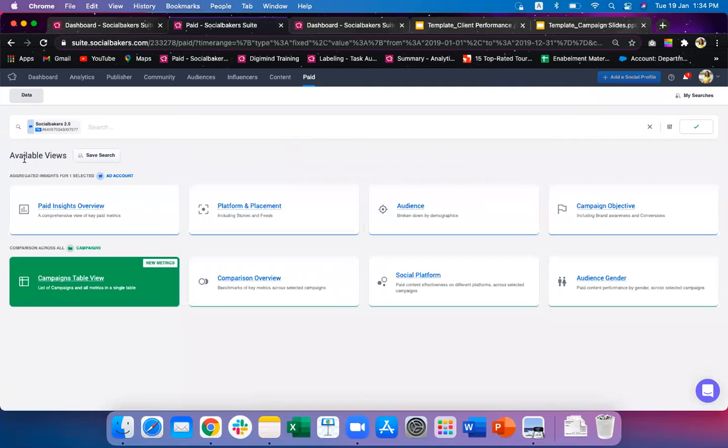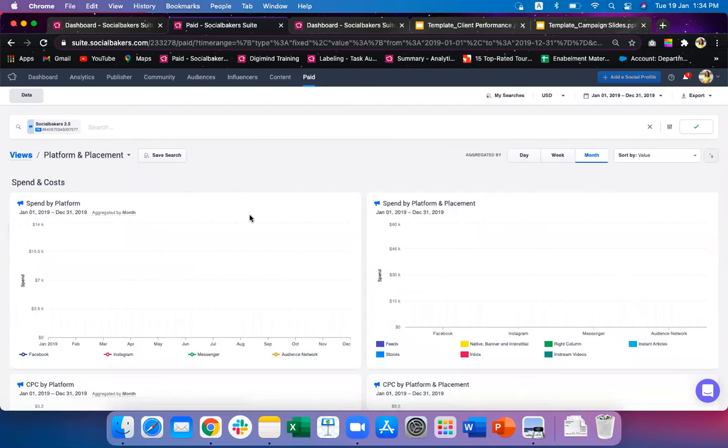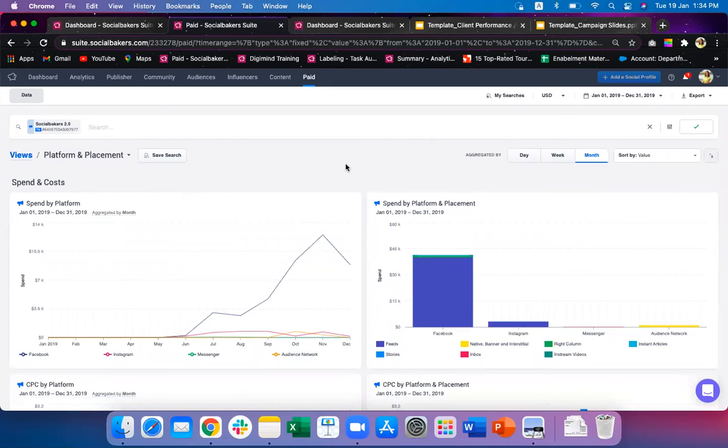What kind of views can you see? First of all, you can see how much you spent in total, what's the overall average cost per click, what's the average cost per engagement, cost per CPM, how the reach and impressions look, and then looking at platform and placement. And here you can see a lot of opportunities for understanding different trends.